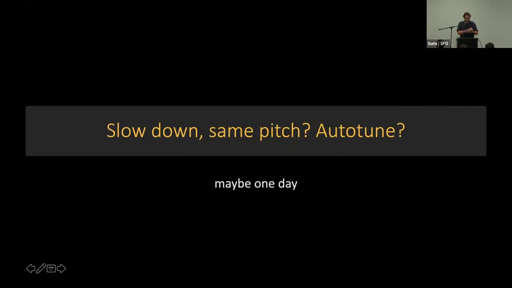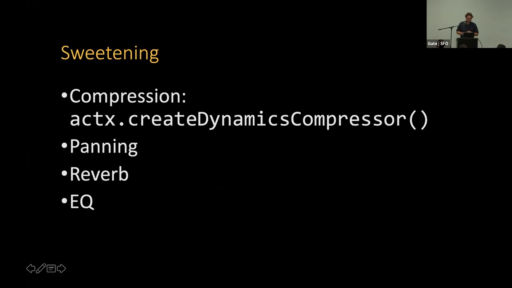Can we slow down a sound but have the same pitch, or the other way around? Can we change the pitch while keeping the time? In other words, the auto-tune that people are using. We don't have an API right now to do it. Maybe one day. There are Fourier transforms and all that stuff that I don't understand, but it's technically possible. We don't have a nice fast API to do it.